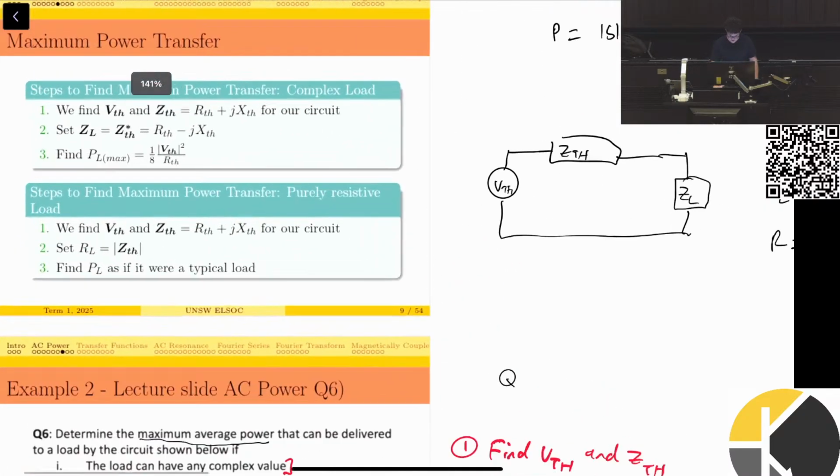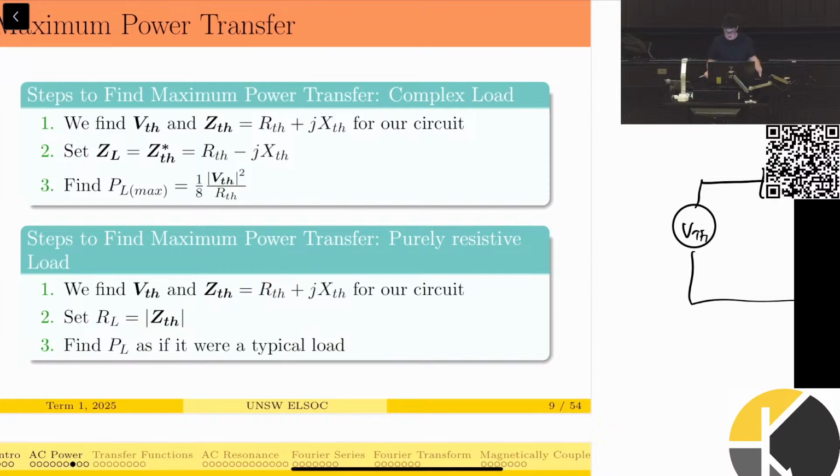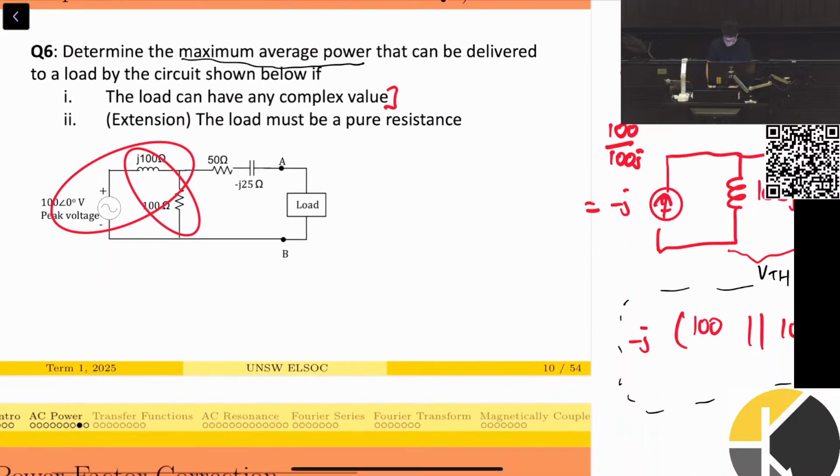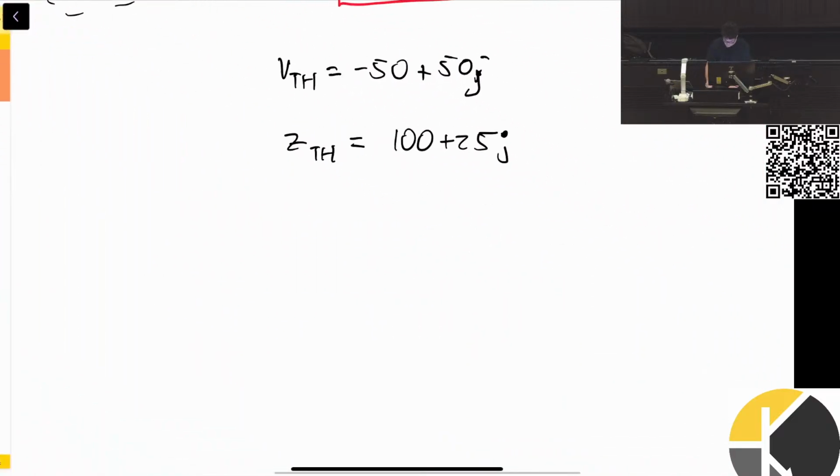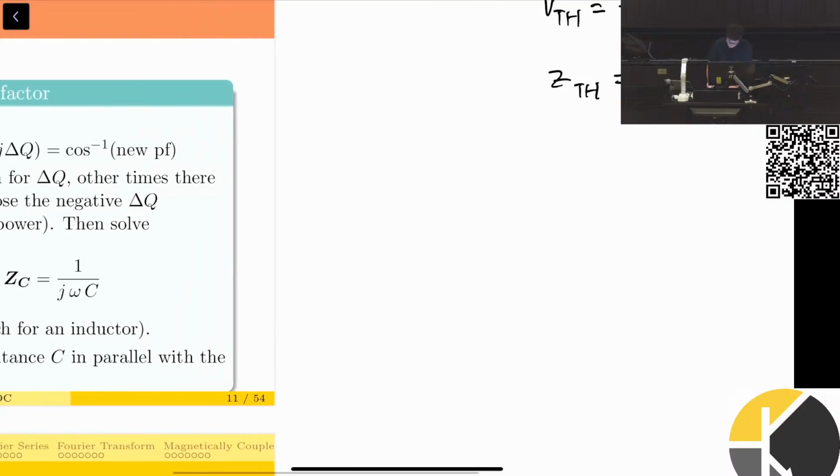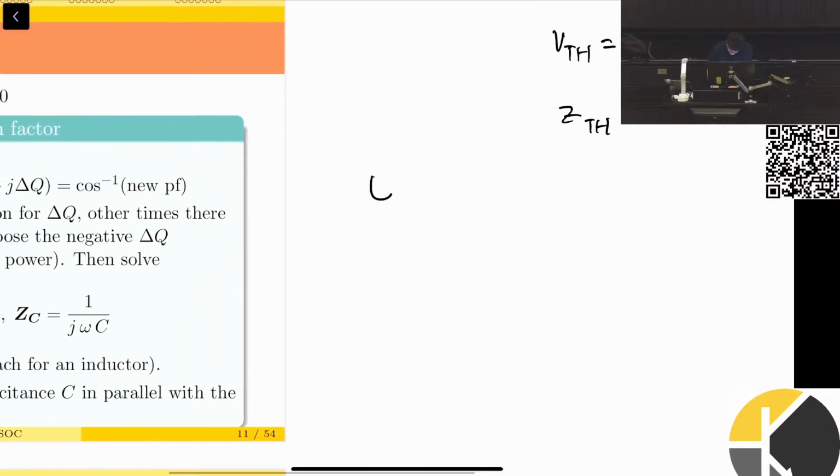Okay, now what are we going to do? Look at our method. We're asked if we have maximum power transfer for a complex load. So now everything becomes fun and just plugging in numbers. So the formula we're going to use, sub into max power transfer formula.